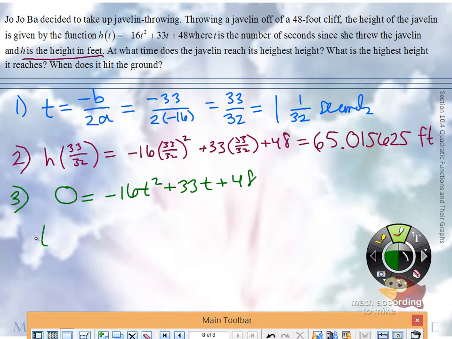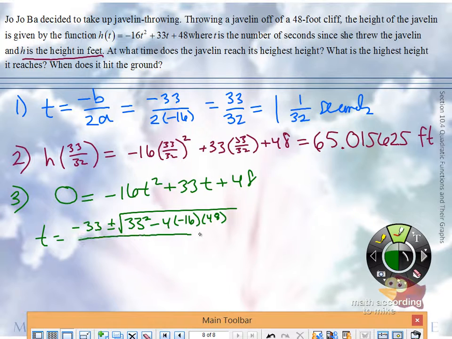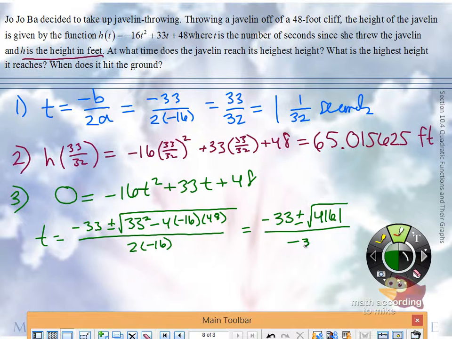So we'll say t is equal to negative 33 plus or minus the square root of 33 squared minus 4 times negative 16 times 48, all over 2 times negative 16. Let's clean up that radicand and that denominator, and then we're going to throw it into the calculator. I'm sorry. 4146. The denominator is negative 32. Can I reduce those negatives? Nope. Leave it alone.